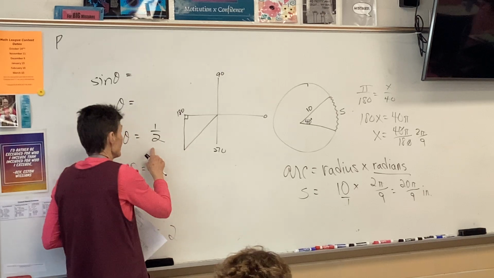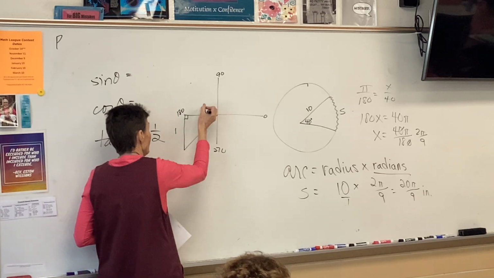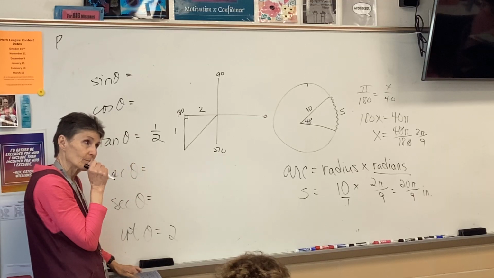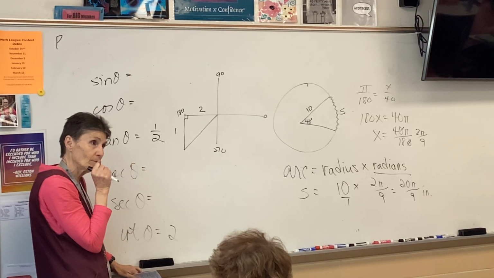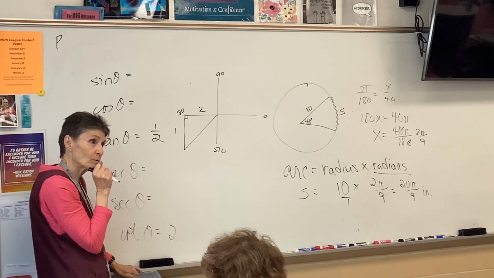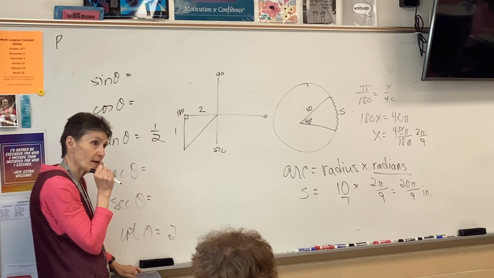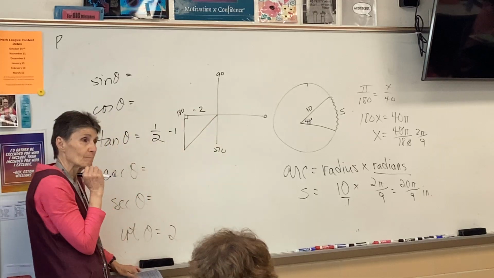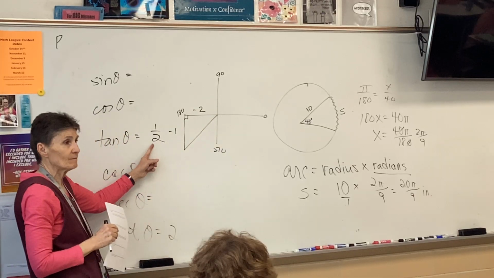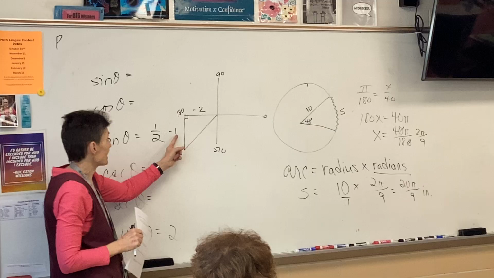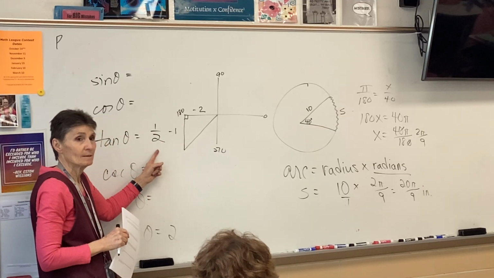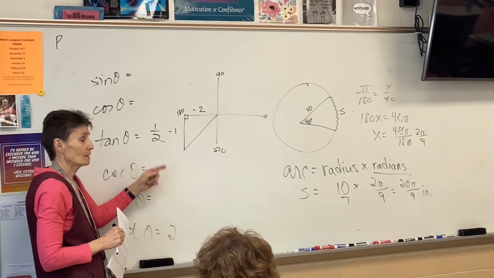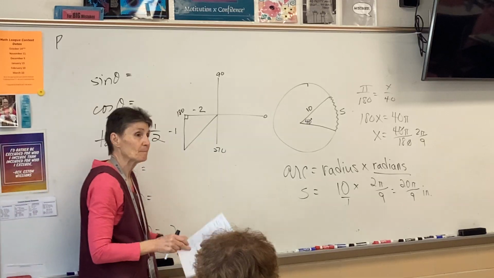The tangent is opposite over adjacent. Does that look okay to you? But be careful. They're both negative, aren't they? You don't see a negative in this problem because they cancel each other out, right? But they're there. The negatives are there. All right, what comes next?